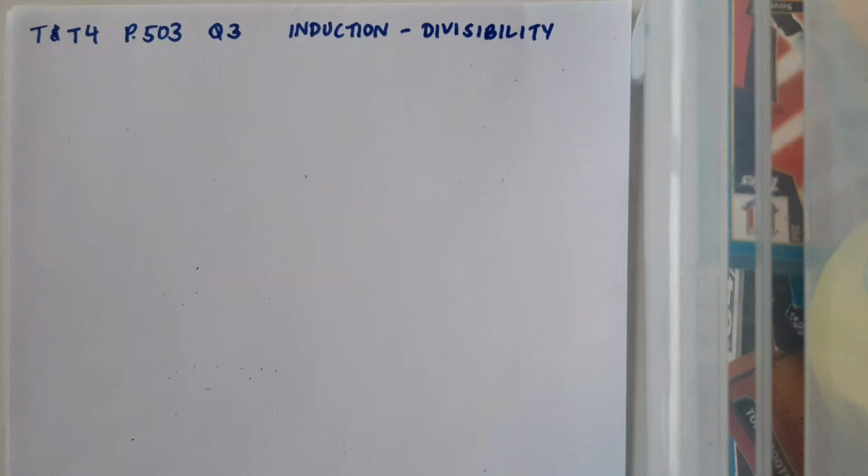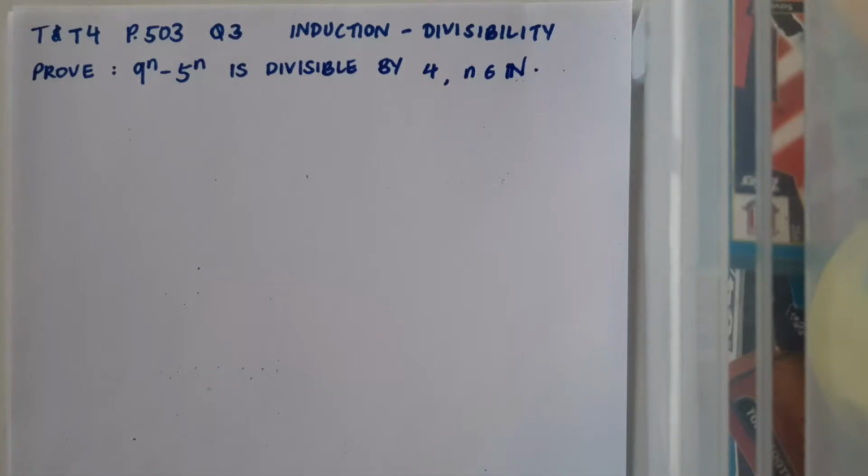Okay, so here's one more solution for today. It is the solution for question 3 on page 503. It's Test 4, and it's a proof by induction with divisibility. In this question, we're trying to prove that 9 to the n minus 5 to the n is divisible by 4 when n is an element of N.